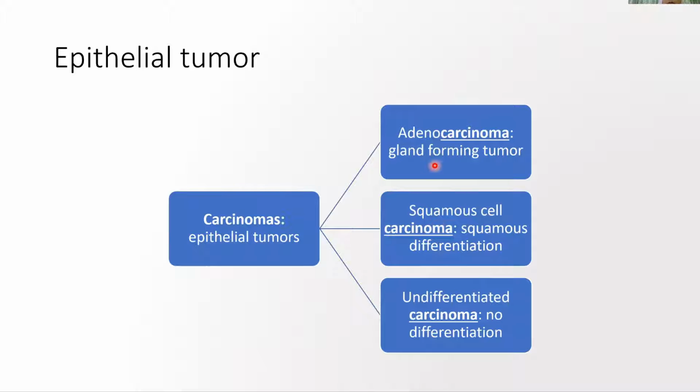When the malignant cells form glandular structures, we call it adenocarcinoma. For squamous cell carcinoma, we need to see squamous differentiation, like keratin pearls and individual cell keratinization. That all indicates squamous differentiation. When we can't see any differentiation towards squamous cells and there is no glandular structure formation, we call it undifferentiated carcinoma, meaning there is no differentiation into anything.